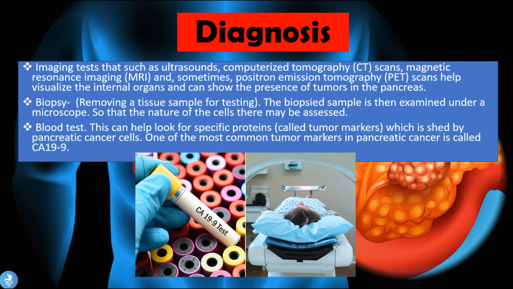be assessed. And we can do a blood test, and this can help us look for specific proteins, which are actually called tumor markers. These tumor markers are shed by pancreatic cancer cells. So one of the most common tumor markers in pancreatic cancer is called the CA19-9 test. And this is actually a specific tumor marker in patients who suffer from pancreatic cancer.